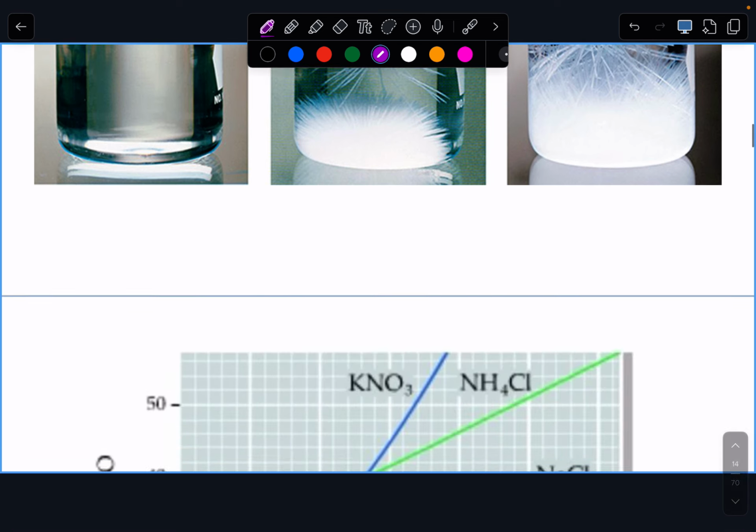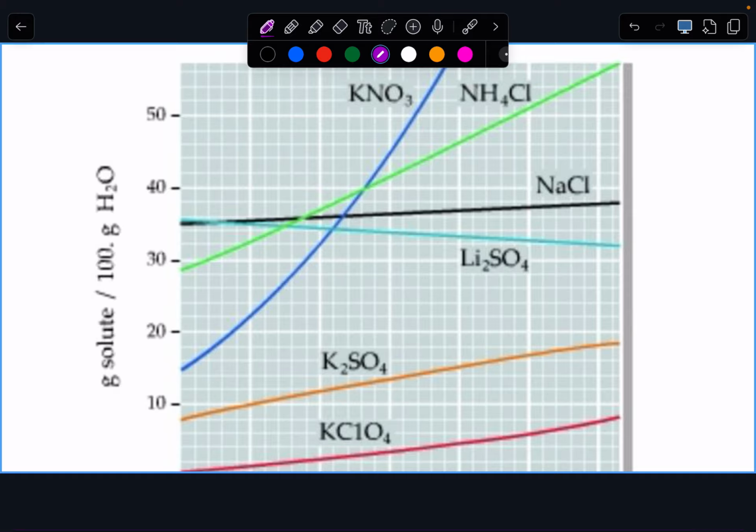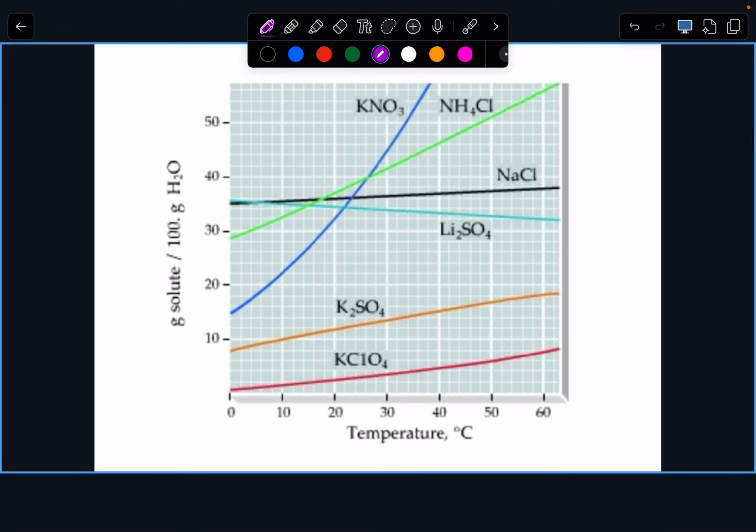Okay, so for ionic compounds, there's typically very good data on how much can dissolve at a particular temperature. And as you can see, almost all of these increase with temperature. The only one that doesn't, for some reason, is lithium sulfate. There's actually less that you're able to dissolve as the temperature increases.